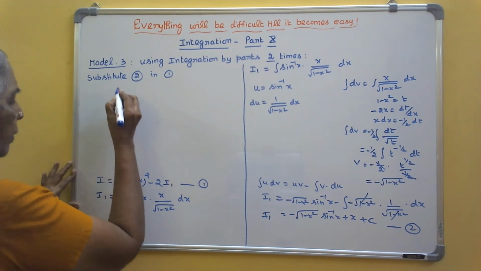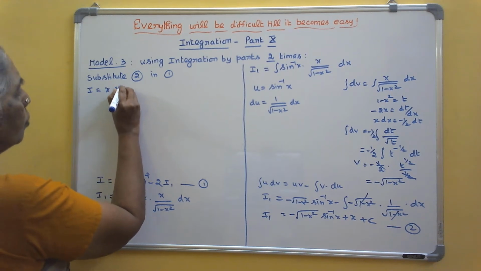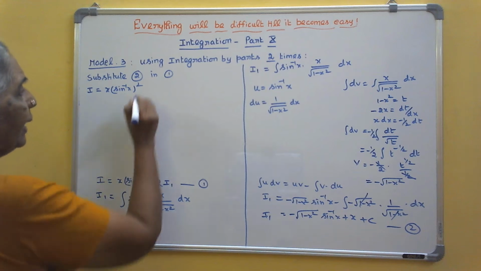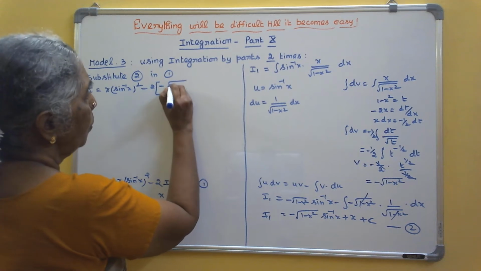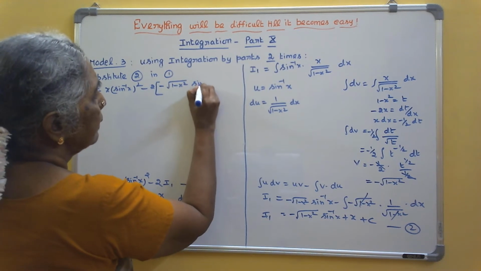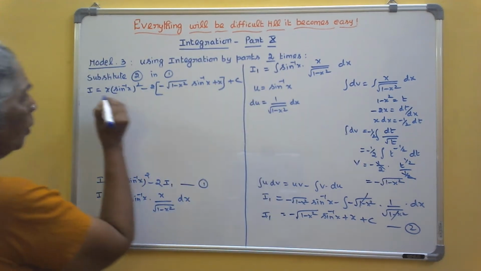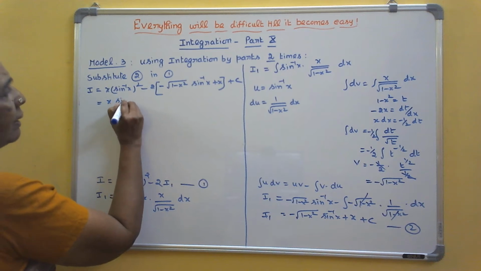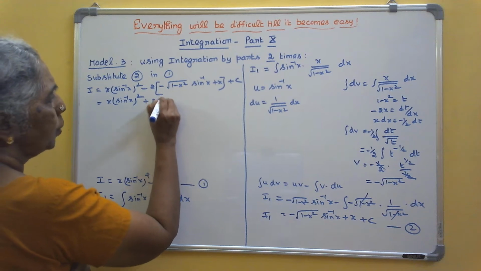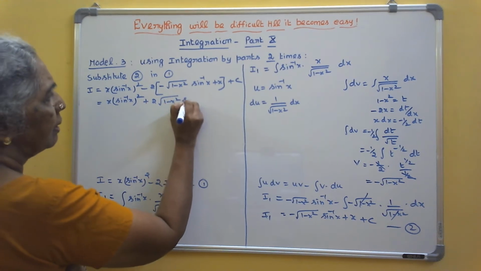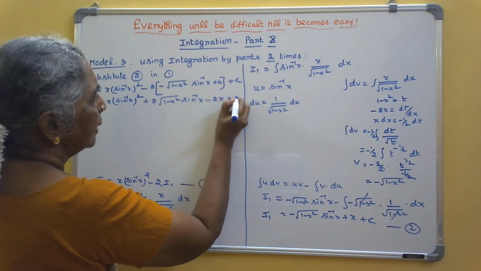So we will get now I is equal to x sin inverse x the whole square minus 2 into I1. For I1 I will get minus root 1 minus x squared sin inverse x plus x. I will put the c here. So now let me write it properly. X sin inverse x the whole square, minus into minus is plus 2 root 1 minus x squared sin inverse x minus 2 into x, minus 2x plus c.